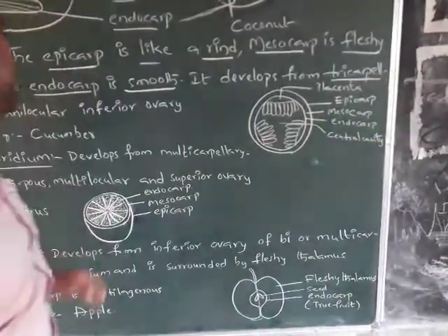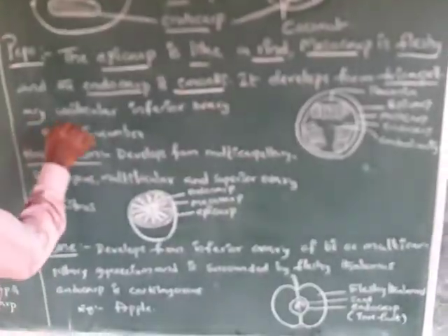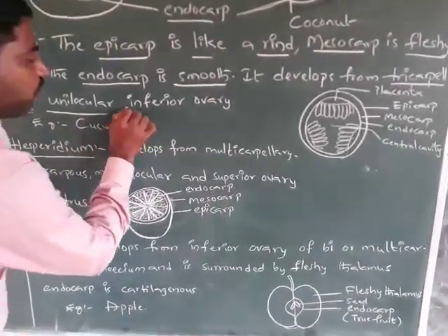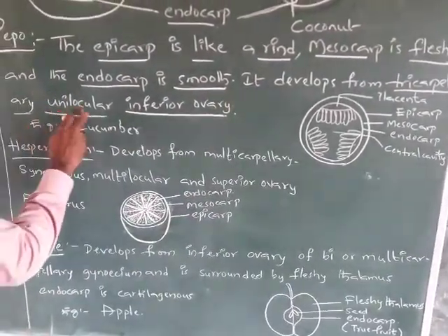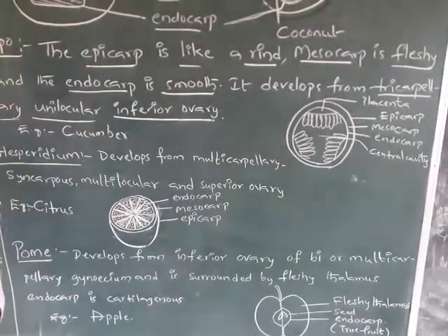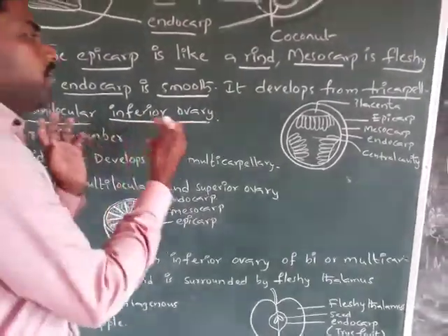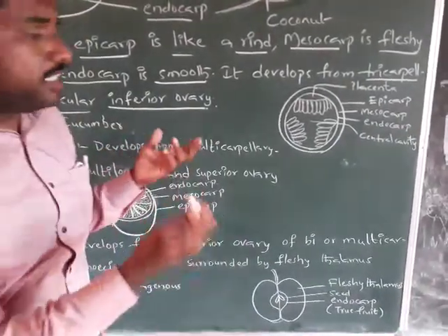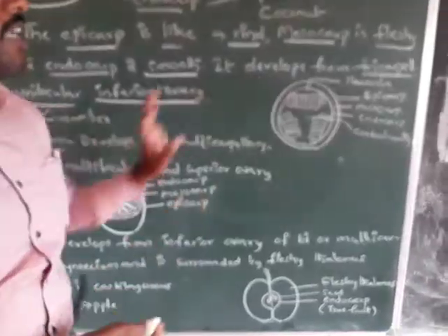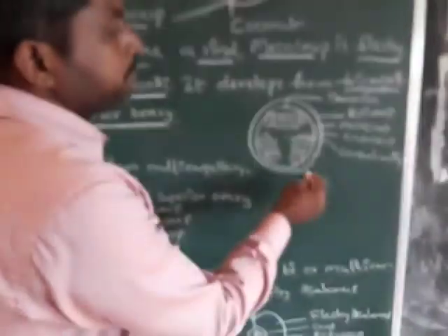from a tricarpellary unilocular inferior ovary. It is a tricarpellary unilocular inferior ovary. We already discussed the inferior ovary and tricarpellary in the earlier classes. So this is the picture.